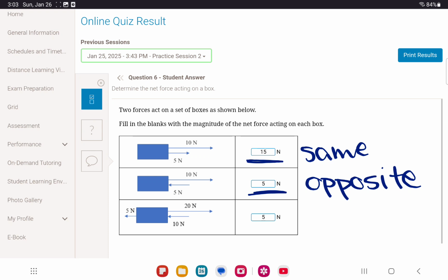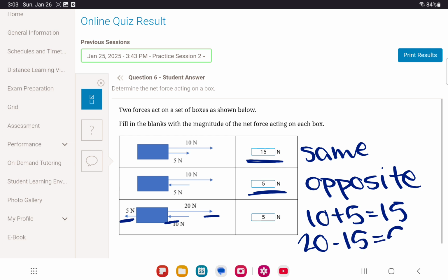Simple math. Okay, then these, like I said, pay attention to the arrows. These both are going in the same direction, and this is going in the opposite. So we add 10 plus 5, which is 15, and then 20 minus 15 equals 5. So 5 newtons. If they ask what direction it is going in, you pick the arrow with the greater force, and you see where that arrow is going. For this question, it's going to the right, so it's 5 newtons to the right if they ask for the direction of the force.